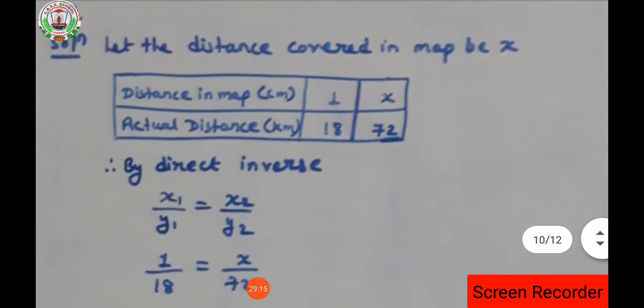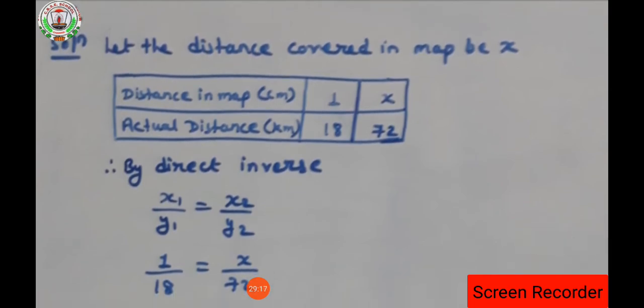In question number 8, as we saw in question number 6, the imaginary length of a boat and the actual length of a boat. In the same way here, we are going to see about a map. In a map, while drawing a picture of a map, we are considering the imaginary length, isn't it? So let the distance covered in the map be x.